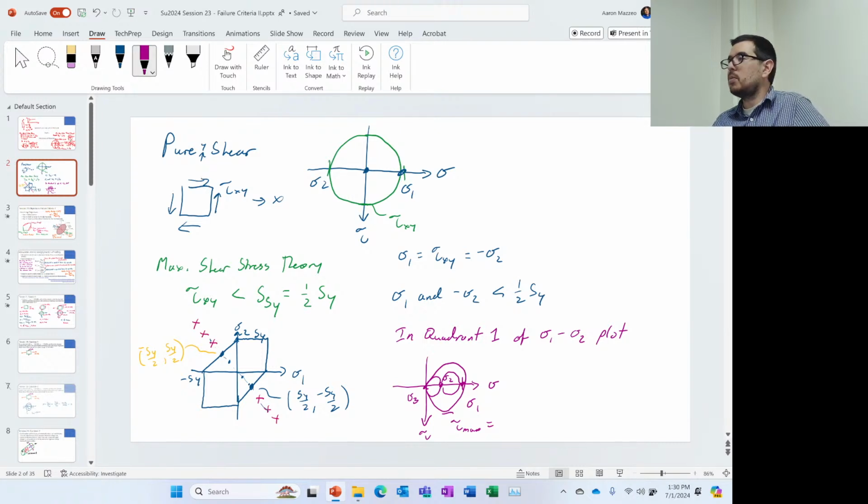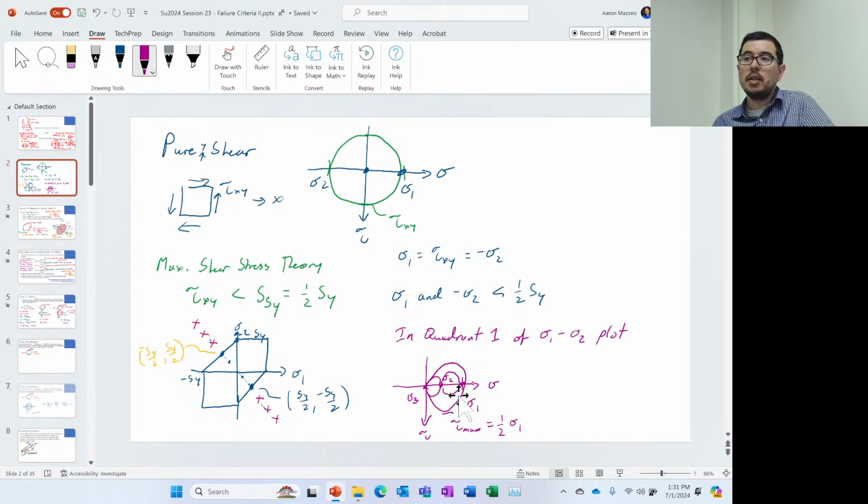So what's the absolute max shear stress? Half of sigma 1. Yeah, it's just half of sigma 1. Do you see that, right? Because sigma 3 is at the origin. That's the out of plane component, that's 0. So the biggest circle of the 3 Mohr circles, the one with the absolute max, has to be the radius of the sigma 1, sigma 3 circle when we're in quadrant 1.